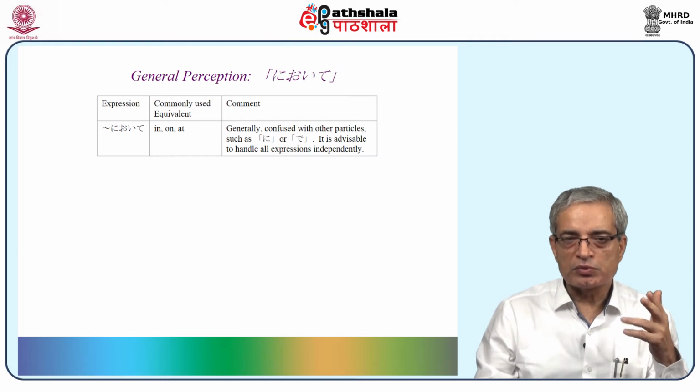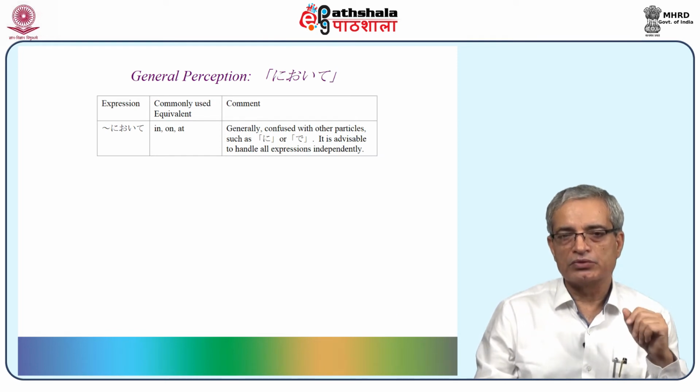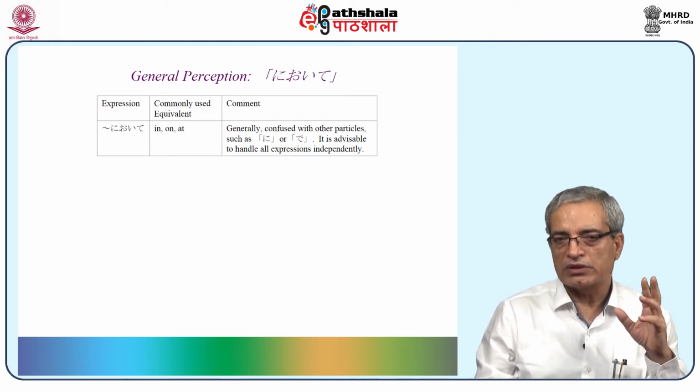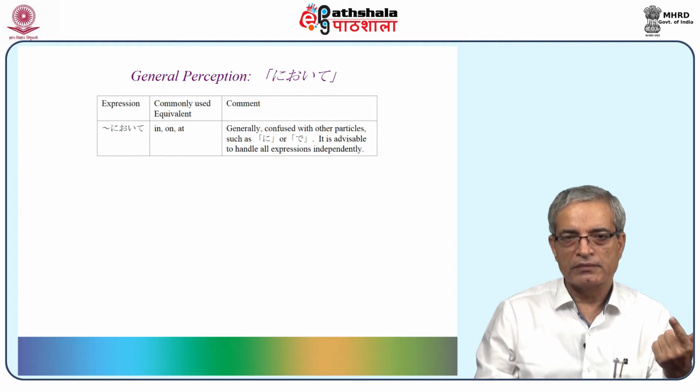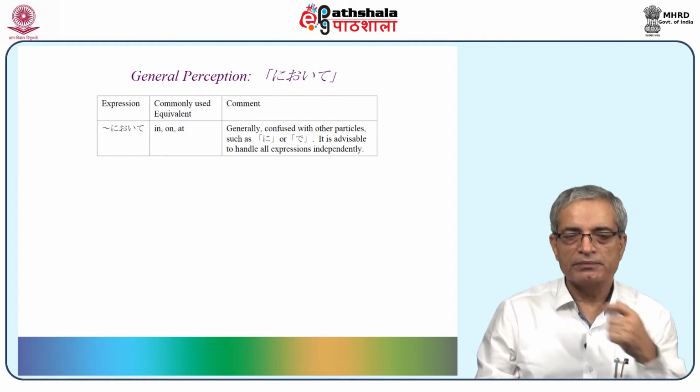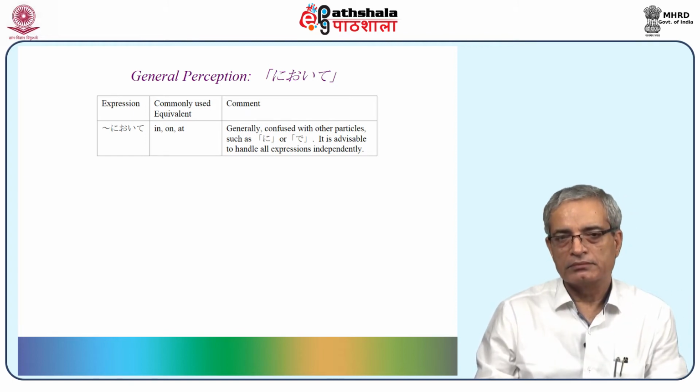Here the print is too small, so I'll request Varalika to read. Basically, we are talking about nioite. Varalika, we have three equivalents here probably: in, on, and at. Yes, can you read out the rest of the part? Generally confused with other particles such as ni or de, it is advisable to handle all expressions independently.